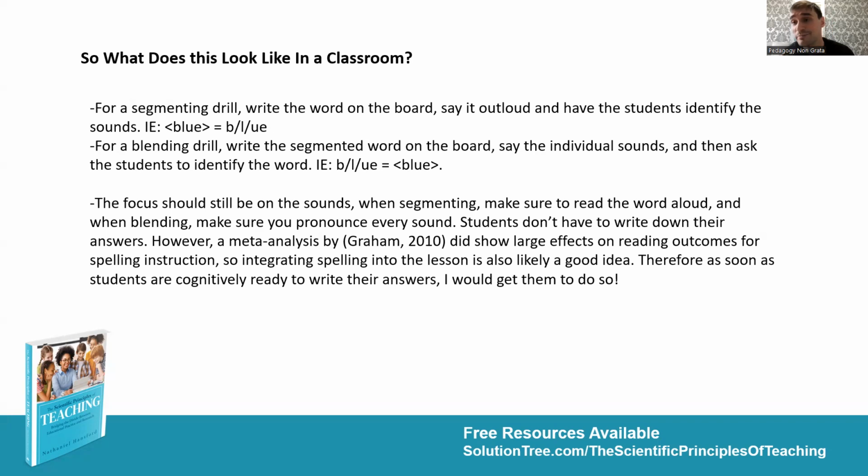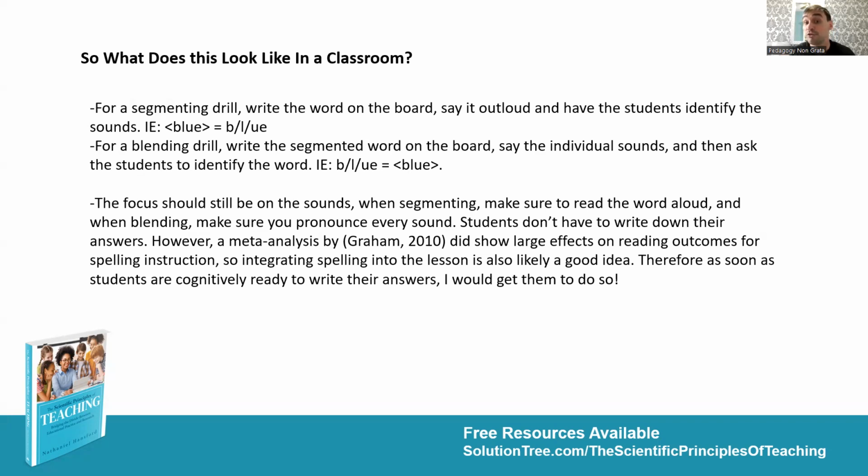And I'm going to apologize for my clipping, as I know some will be upset about my clipping. As a grade 8 teacher, I don't have as much daily practice at not clipping my students. So the focus should still be on sounds when segmenting. Make sure to read the word aloud, and when blending, make sure you pronounce every sound. However, students don't have to write down their answers.